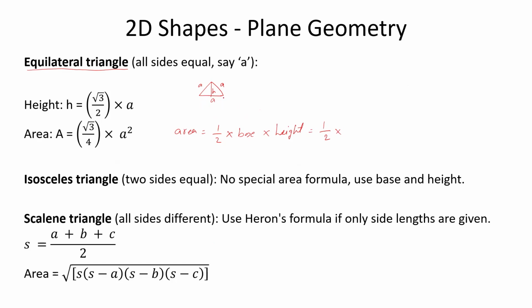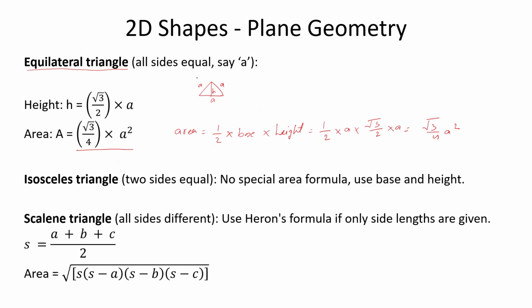What is base? Base is A, right? The length of the base is A. What is height? Height is given by this: root 3 by 2 into A. So basically, area will be root 3 by 4 into A square. That is what is written over here. So again, as I told you before also, in this topic you have to remember certain formulas.